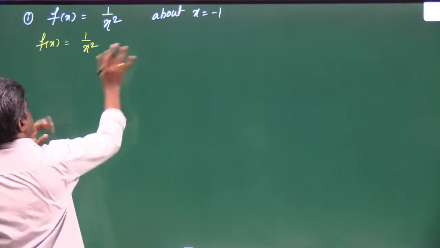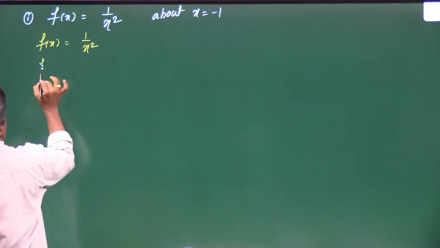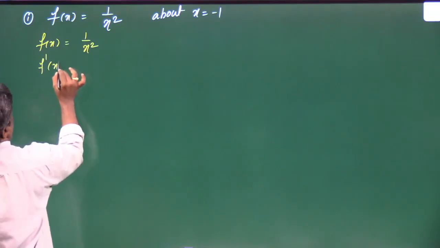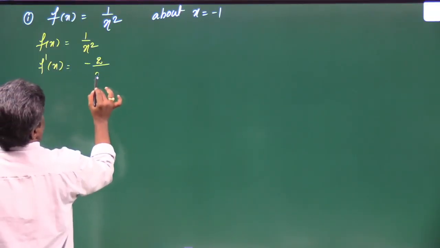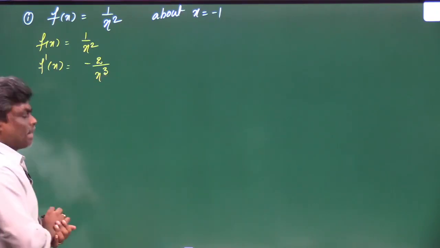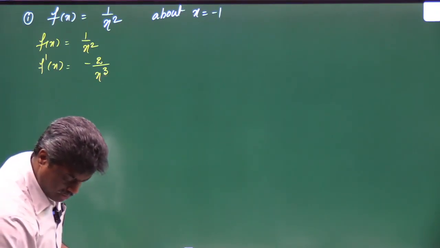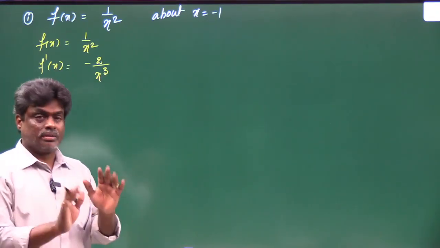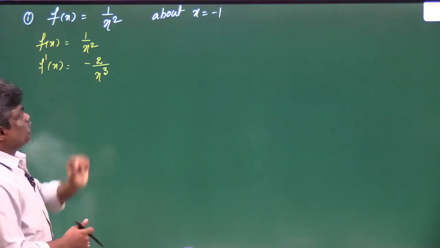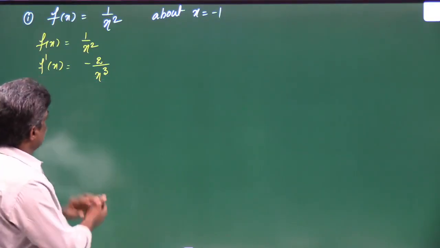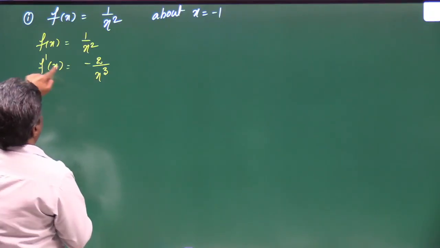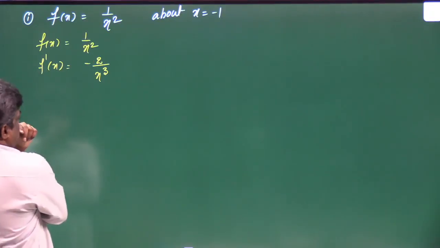Don't substitute, just leave it, just listen. Now here we have f dash of x equal to minus 2 by x cube. Let me see the question. Yeah, it's fine. Same, f of x equal to 1 by x square, about x equal to minus 1. So we will do it in a different way. So f dash of x is equal to minus 2 by x cube.